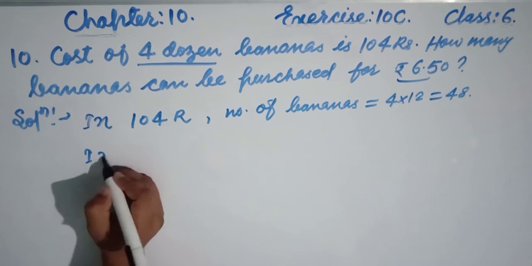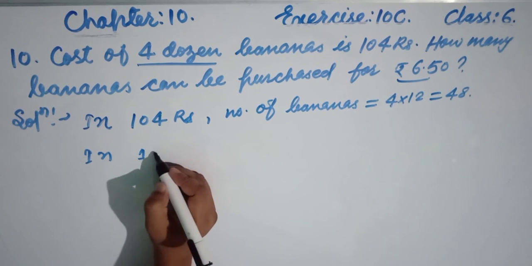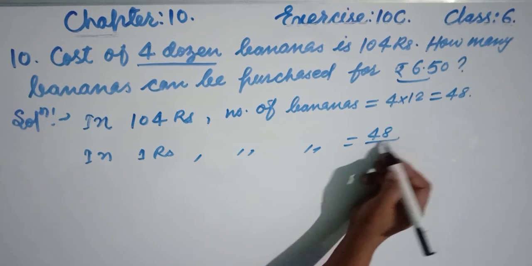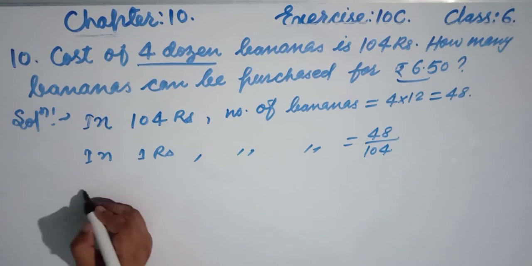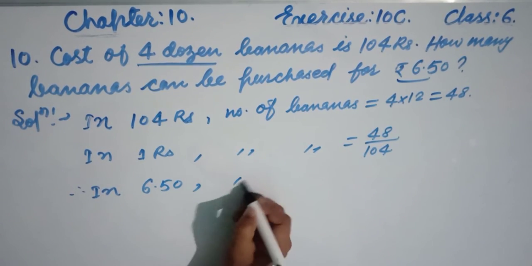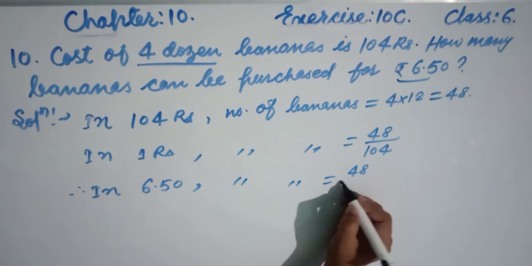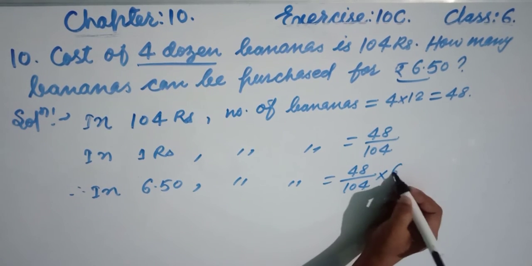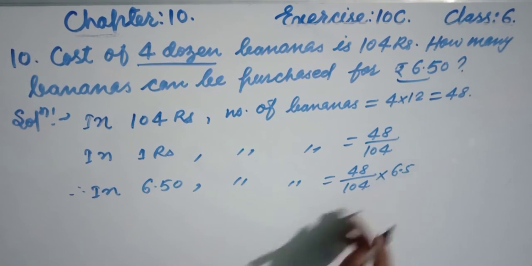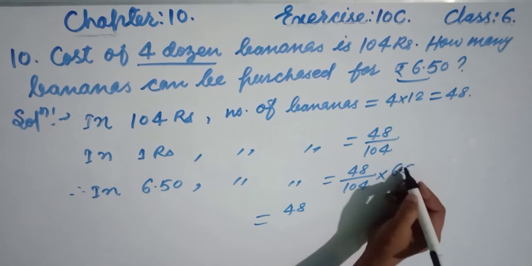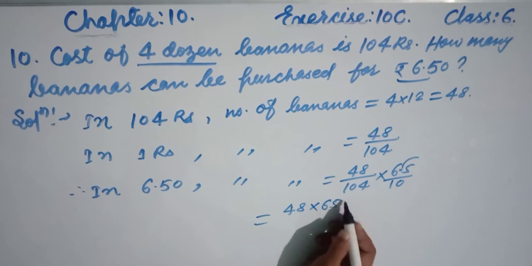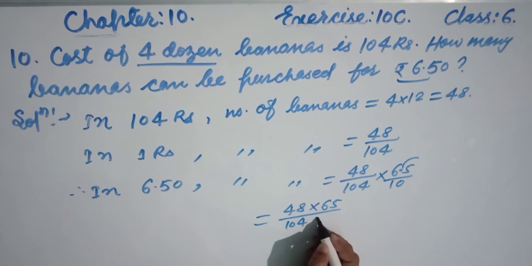Now friends, in the 1 rupee, because we have to find it in 1 rupee, number of bananas friends, this is 48 divided by friends 104. Okay, now so therefore in rupees friends 6.50, number of bananas friends we have to multiply 48 divided by 104 multiplied by 6.50. Okay friends, we can remove this 0. Now calculate, if you remove this we will get divided by 10. So this up is 48 multiplied by 65 and divided by friends this is 104 multiplied by 10.